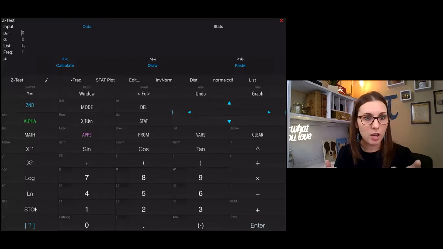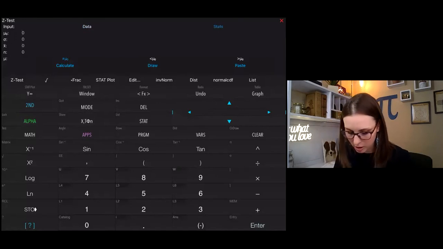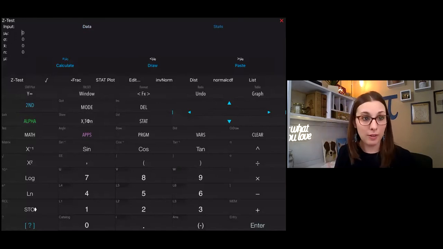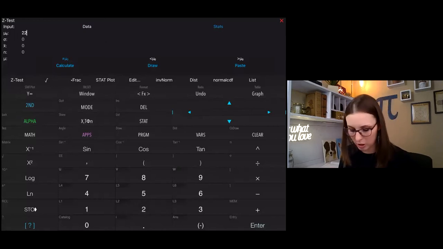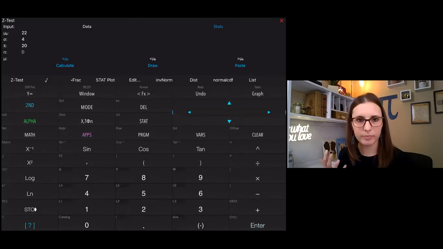So you can see at the top, it says data or stats. And I am putting in stats because that's what was given to me. So the null hypothesis was that the mean was 22. The standard deviation is 4. The value we're given for the sample mean was 20. And our sample size was 32.